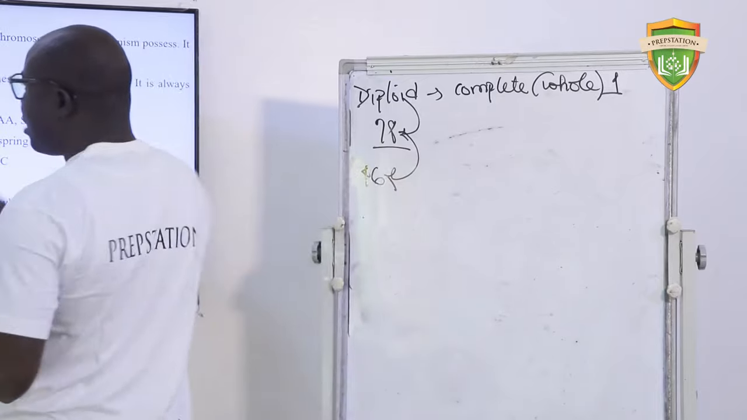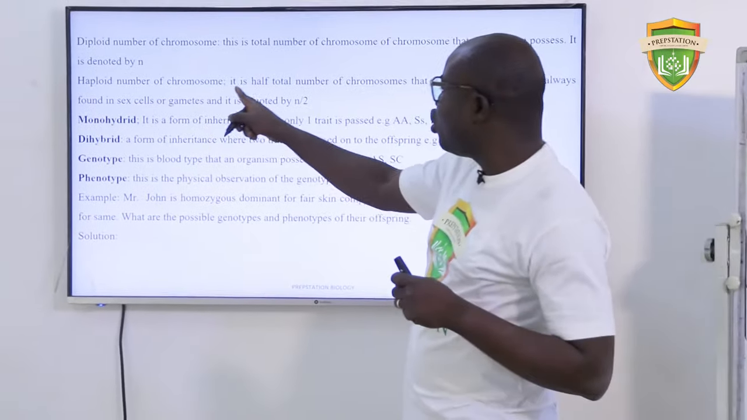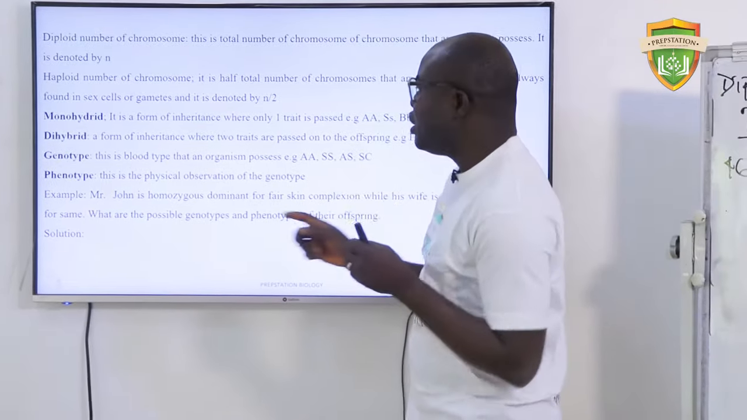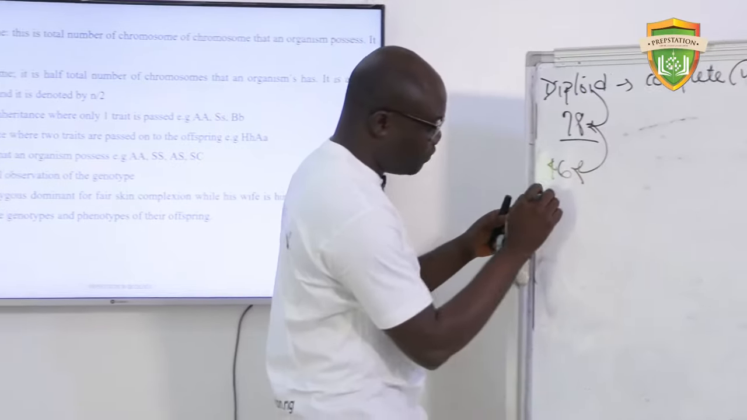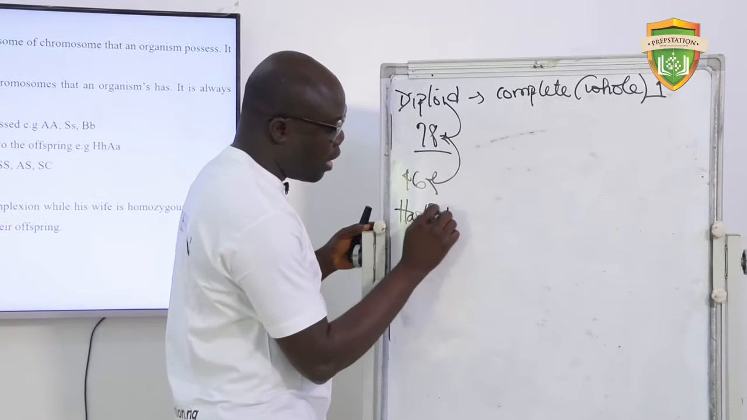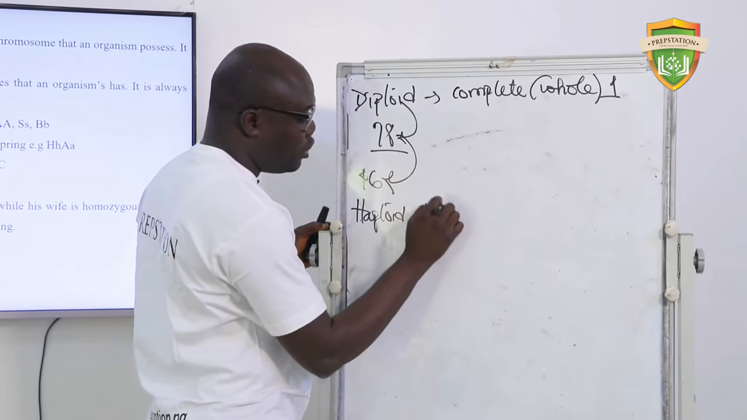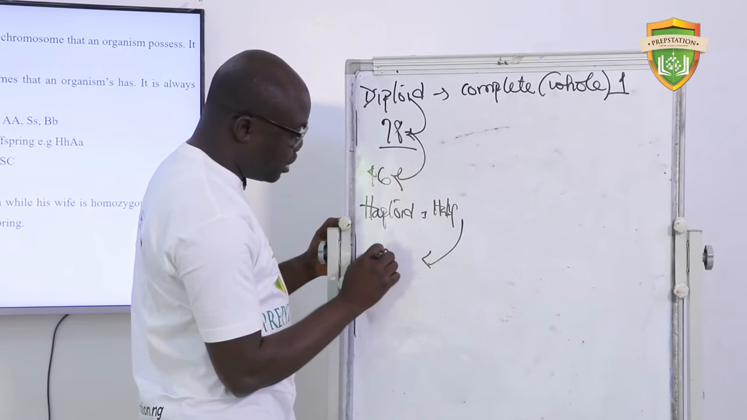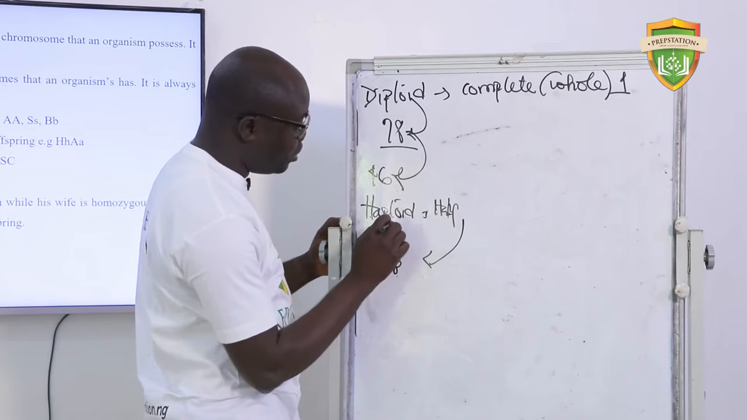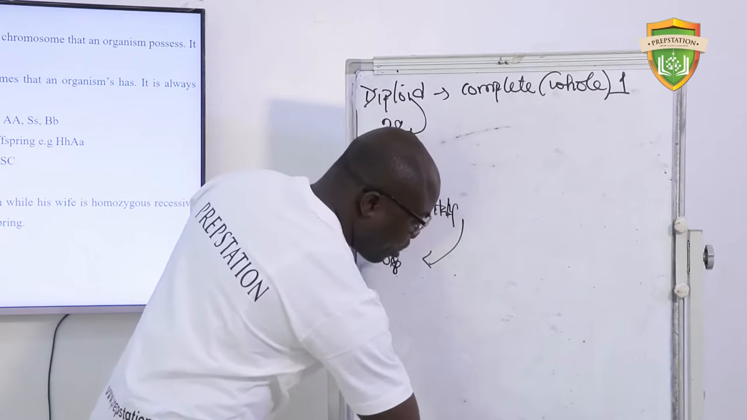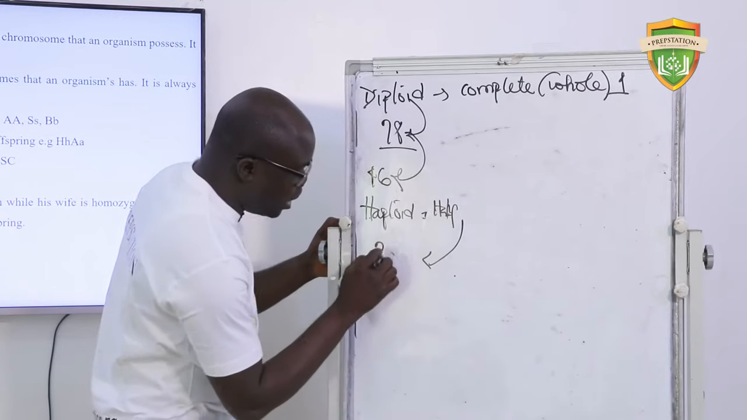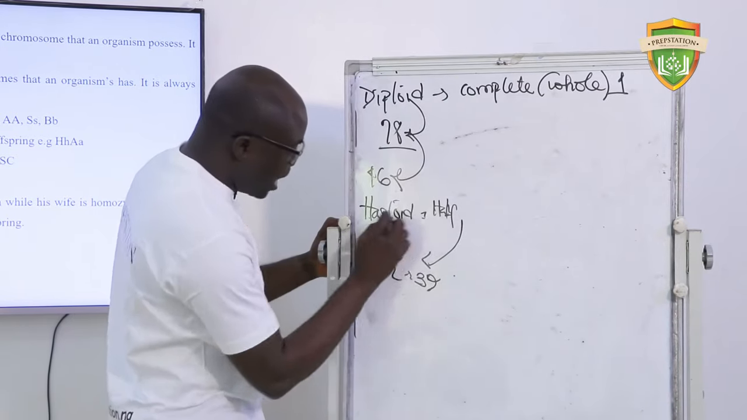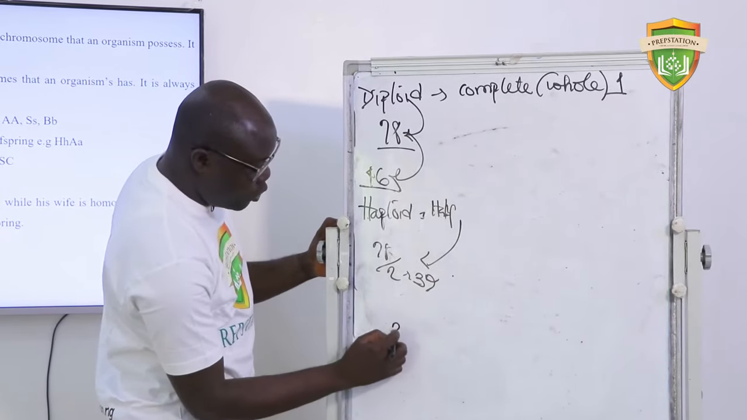But the next one I will talk about is haploid. Haploid number of chromosomes is half the total number of chromosomes that an organism has. It is always found in sex cells. Haploid, from the word half, split into two. Are you getting me now? So the haploid number of chromosomes in a dog will be 36, am I correct? No, 39, because it is 78 divided by 2 to give you 39. Right? So the haploid number of chromosomes in a human being will be 23.